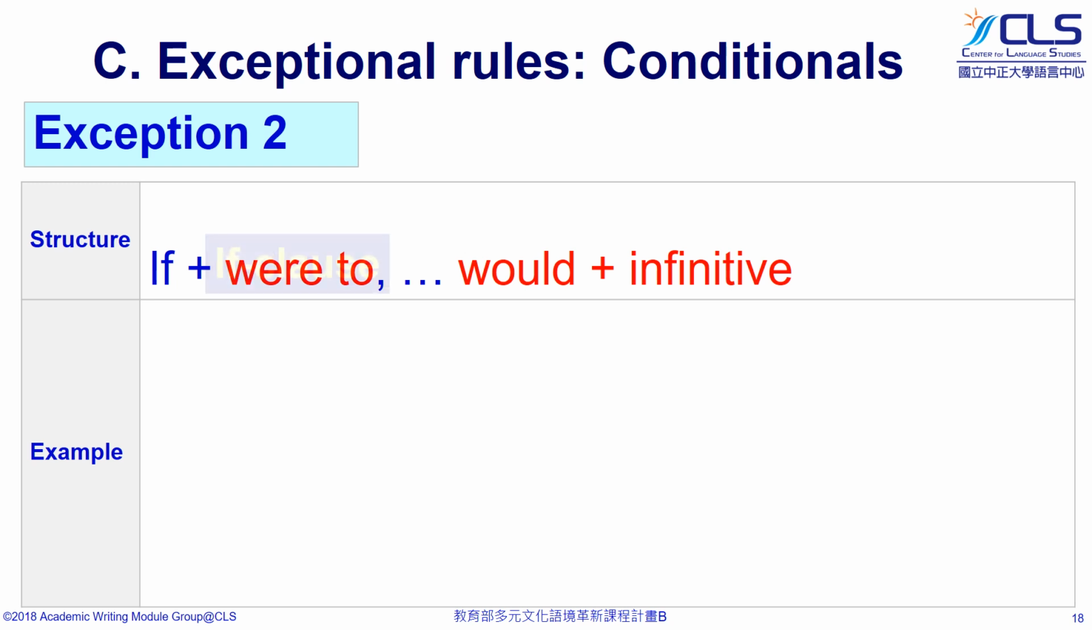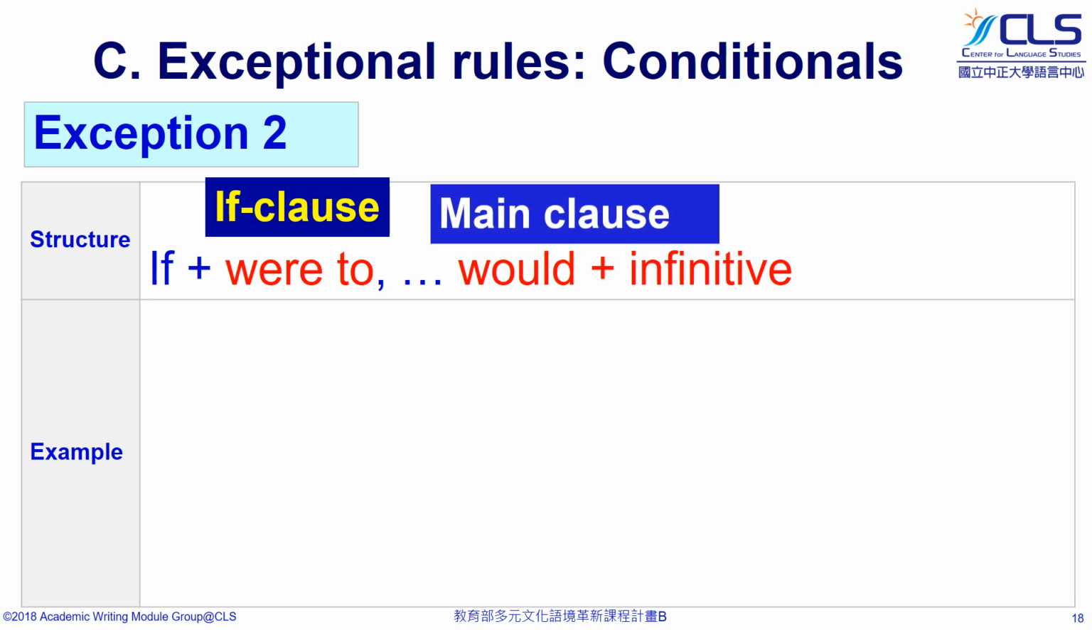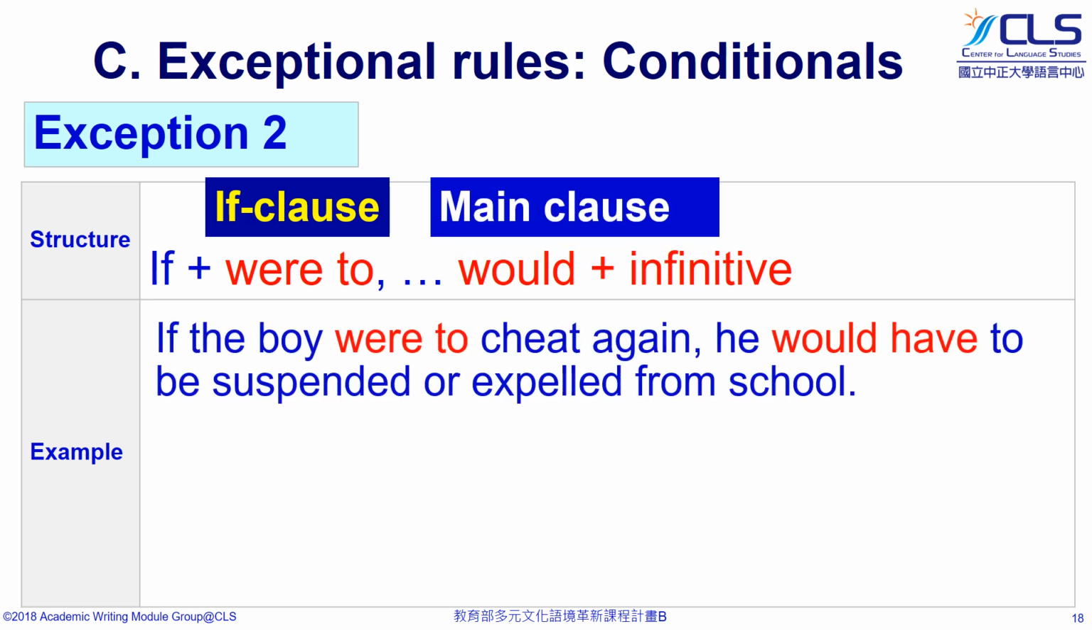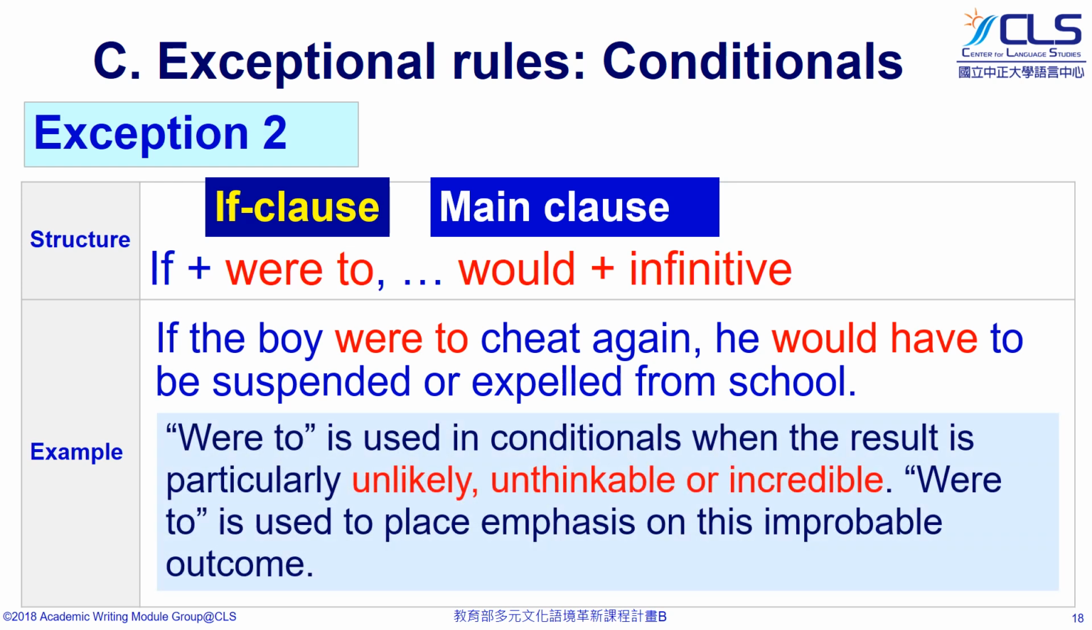Here's the other exception. In this exception, were to is used in the if clause while would and infinitive is used in the main clause. As can be seen in the sentence, were to is used in the if clause while would have is used in the main clause. So, were to is used in conditionals when the result is particularly unlikely, unthinkable, or incredible. As we can see, were to is used to place emphasis on this improbable outcome, to be suspended or expelled from school.